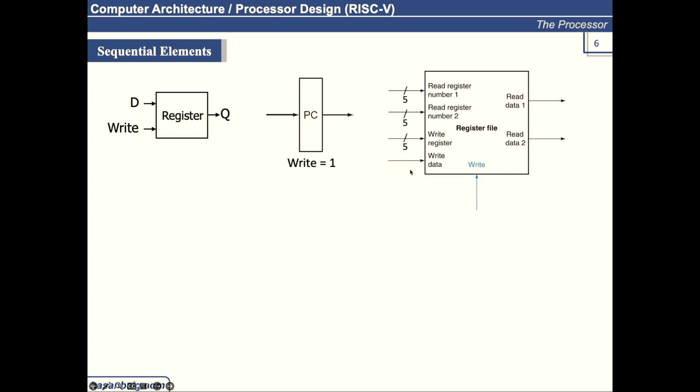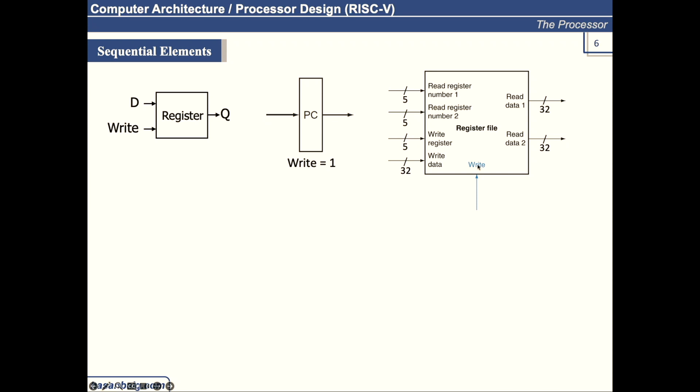What about this write data? What should be the width of the write data, read data 1 and read data 2? Yes, 32 bits, because we want to write a register. It should be a 32-bit value because the size of the register is 32 bits. Similarly, what we read will also appear in the form of 32-bit data.